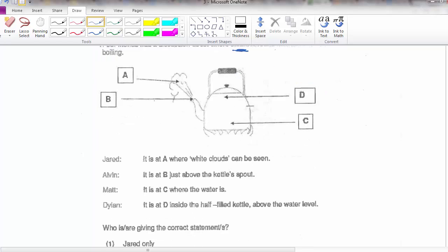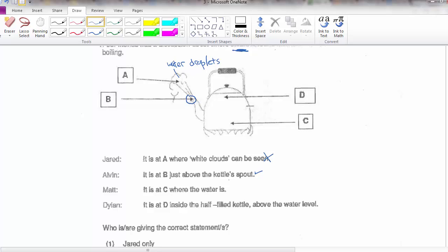It is at A where the cloud is? Nope. Like I mentioned before, it is not the clouds. It is at B, just above the kettle spout. Yes. It will be there because it just came out from the kettle, so the hot water vapor will come out, and the moment it touches the surrounding, because the surrounding is cooler, it will condense, and that's why you see the clouds here. So this is actually water droplets, not the water vapor.